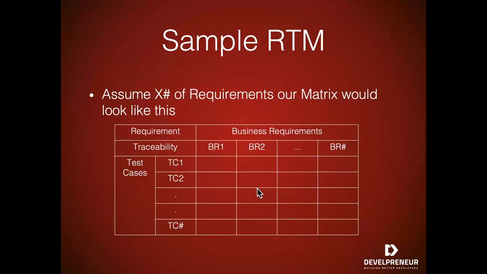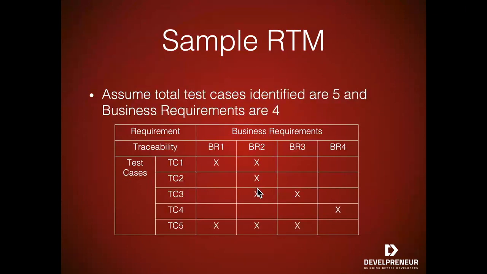So you assume X number of requirements. Our matrix would look like this. We have a listing of requirements and our traceability. So here on the right are business requirements. So we list all of our business requirements out from left to right, from one to however many business requirements we have. And then we list our test cases on the left side column down from one to however many test cases we need. So for example, assume we have total test cases identified are 5, and we have 4 business requirements. So we would list out business requirements from BR 1 to 4, and then we list out our test cases, and then we check off which business requirement that test case addresses.